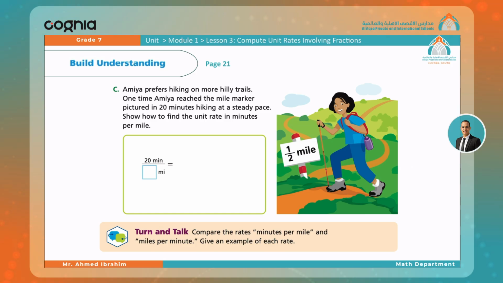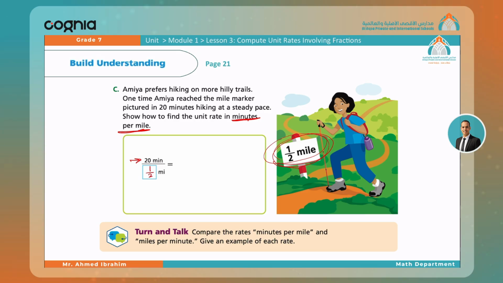Letter C, it says, Amaya prefers hiking on more hilly trails. One time Amaya reached the mile marker pictured in 20 minutes, which is this, the half mile, okay? In 20 minutes, hiking at a steady pace. Show how to find the unit rate in minutes per mile. So we need minutes per mile, minutes to miles. So we write the minutes up. So 20 minutes, we write it up and down how many miles from the picture here. You can see it's half mile.